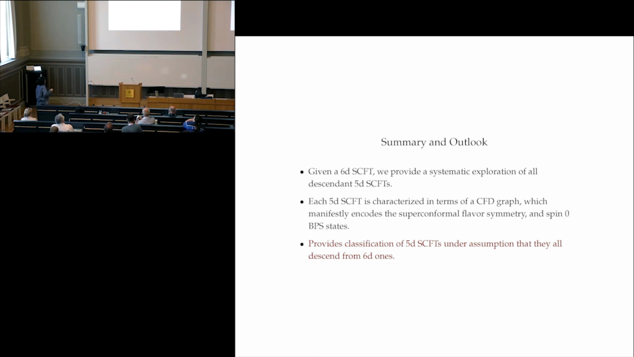So whether this provides a classification of 5D CFTs is really a separate question, as I said at the beginning. That assumes that you actually can get all these theories from 6 dimensions by reduction. But if that is the case, then this certainly gives a very efficient way of mapping out all these theories. Okay, so thank you very much.